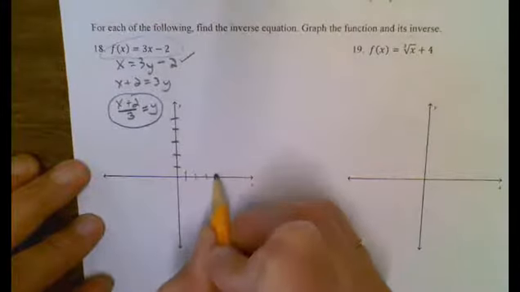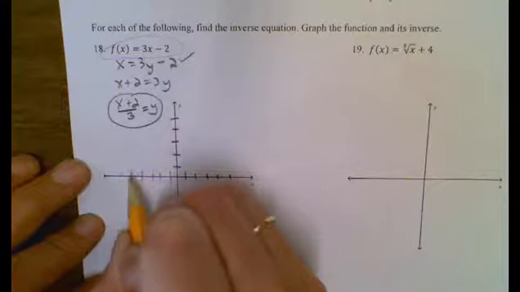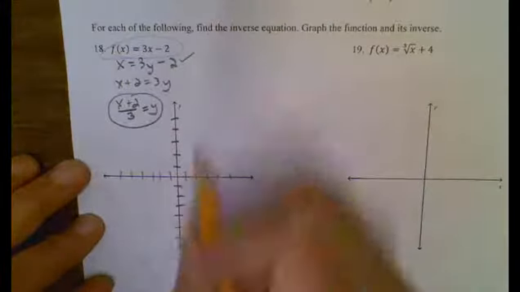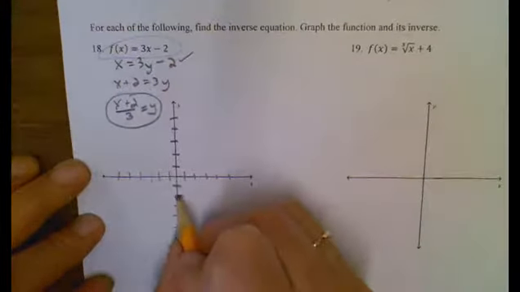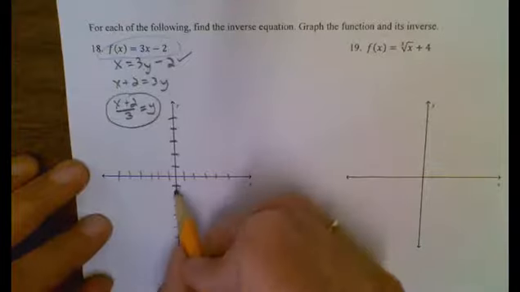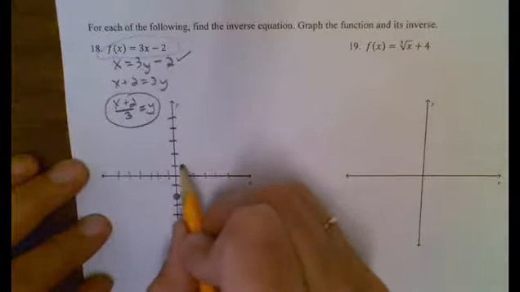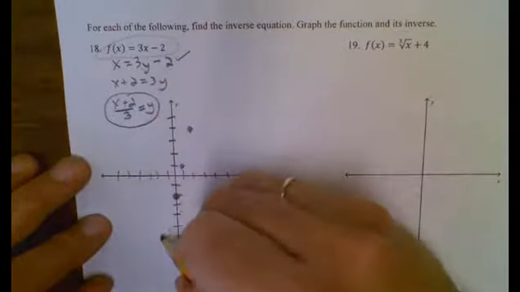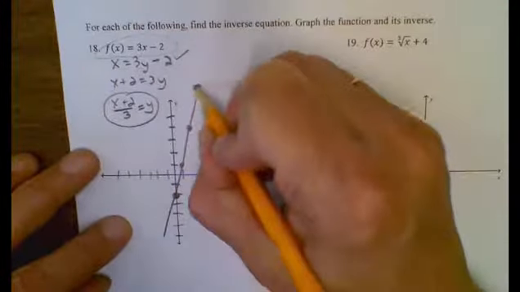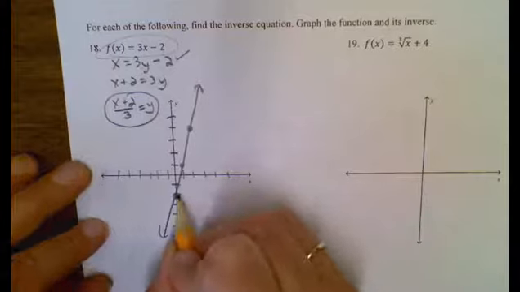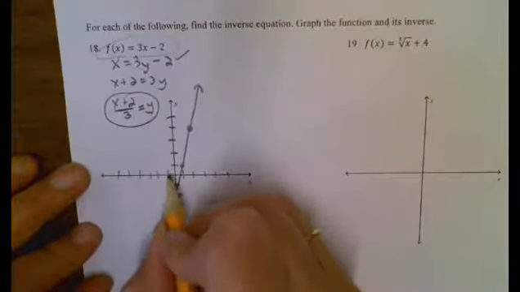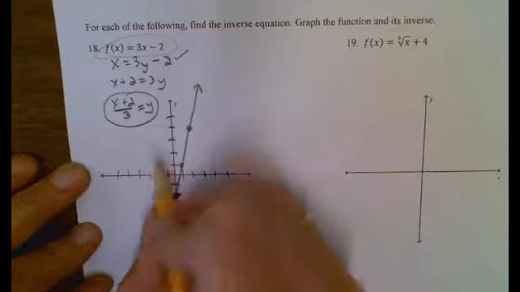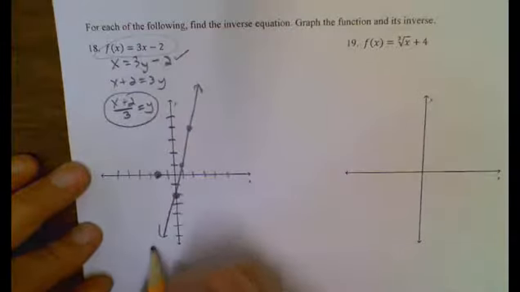So with the first one, I should be able to do that without using my graphing calculator. I know the y-intercept is at negative 2, and there's a slope of 3. So if I go up 1, 2, 3, I go over 1. If I go up 1, 2, 3, I go over 1. So when I graph that line, I should have some ordered pairs. So this was at 0, negative 2. So now I should have the ordered pair switched. The inverse should be at negative 2, 0.